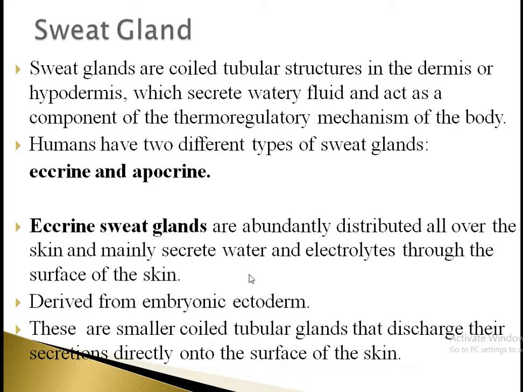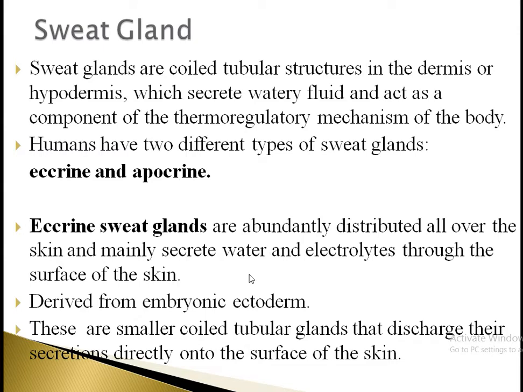Sweat glands are coiled tubular structures in the dermis or hypodermis. I will show you the picture also, which secrete watery fluid and act as a component of the thermoregulatory mechanism of the body. We can have two types of sweat glands mainly, eccrine and apocrine.